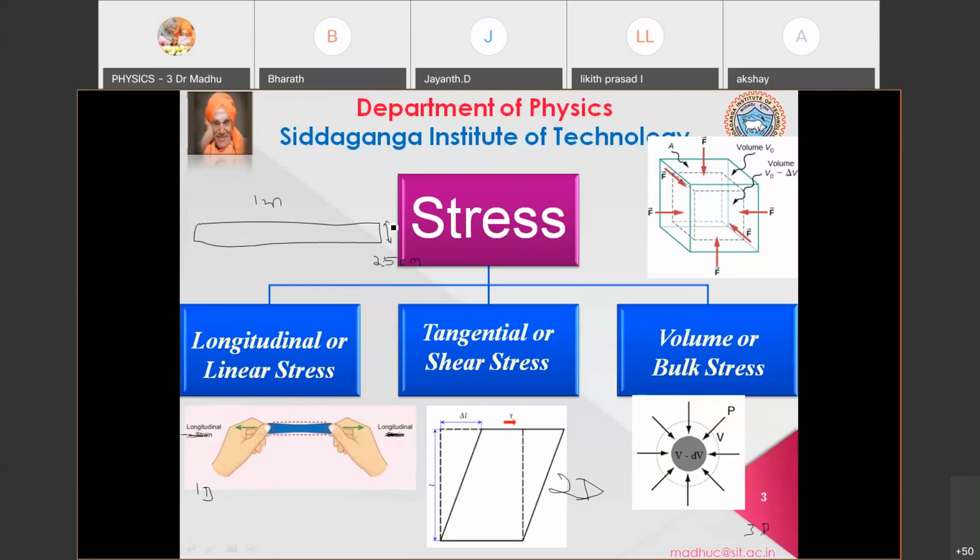Then the thickness may be like 1 millimeter. So in this case, what happens? These two are very, very small compared to your length. Okay, so length is very large.